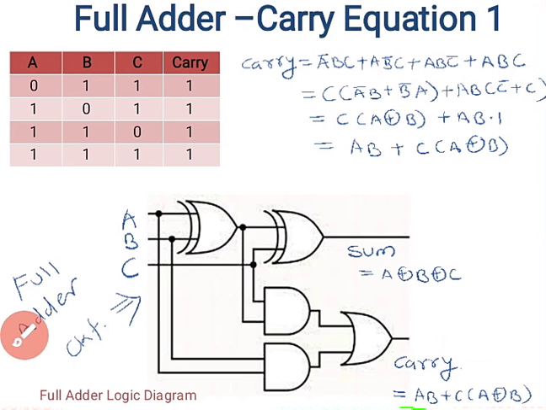Now let us do the carry equation. For the carry, I have copied the rows where carry is equal to 1. So you will get A bar B C for the first row, A B bar C for the second row, A B C bar for the third row, and the last is A B C.